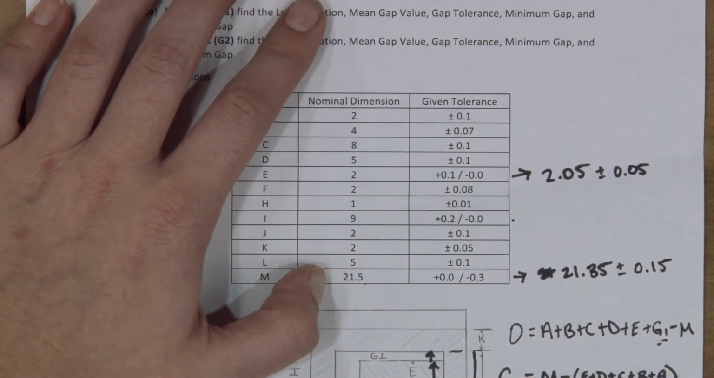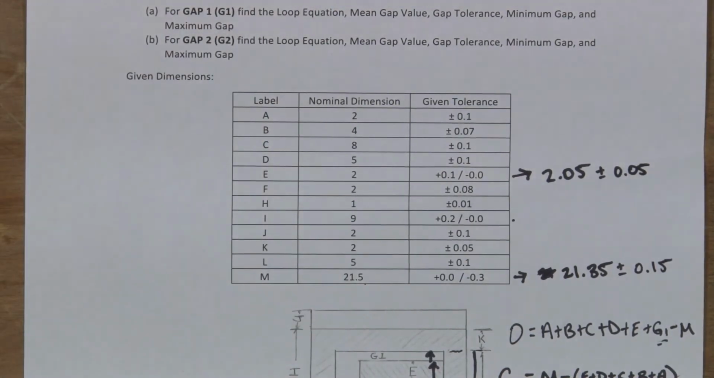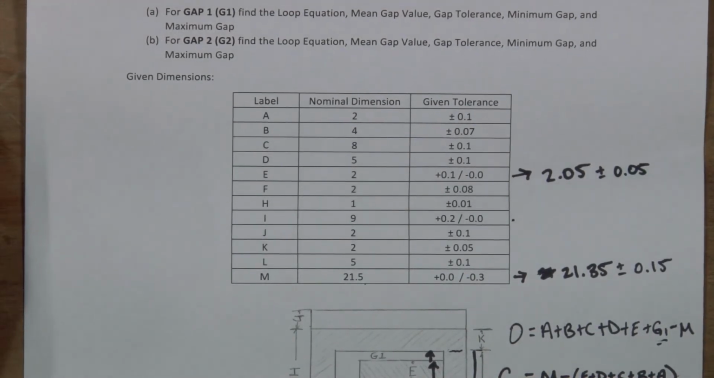So 21.35 plus or minus 0.15. Okay, that looks good. Now the next step here is that I need to find my mean gap value right here. So my mean gap value. How am I gonna find my mean gap value? Well, I just add up all the nominal values and see what in a perfect world would happen if I manufactured all these things without any tolerances at all.